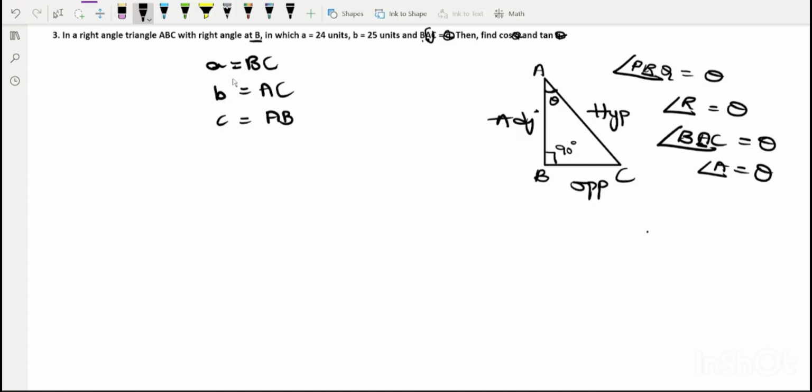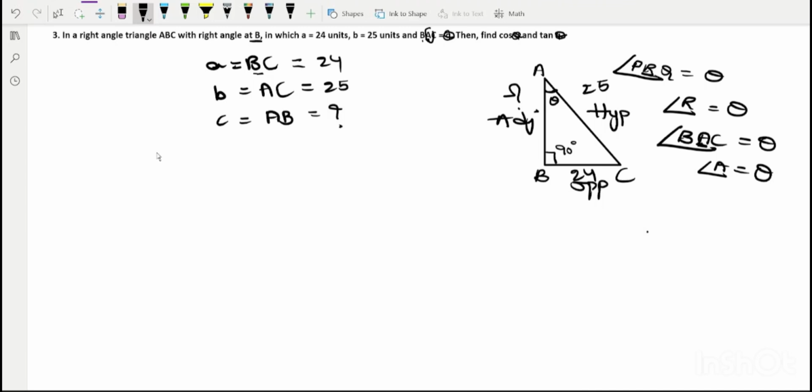Out of the three letters A, B, C, BC would be A, AC would be B, and AB would be C. So the values are a equals 24, b equals 25 units, and we need to find the value of c. So BC is 24 and AC is 25, and we need to find the value of AB.